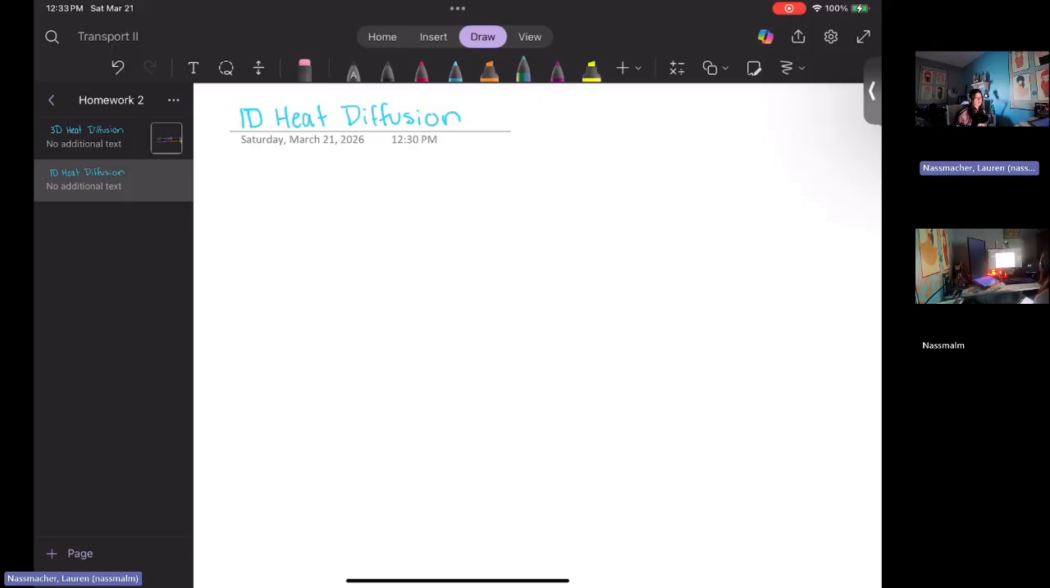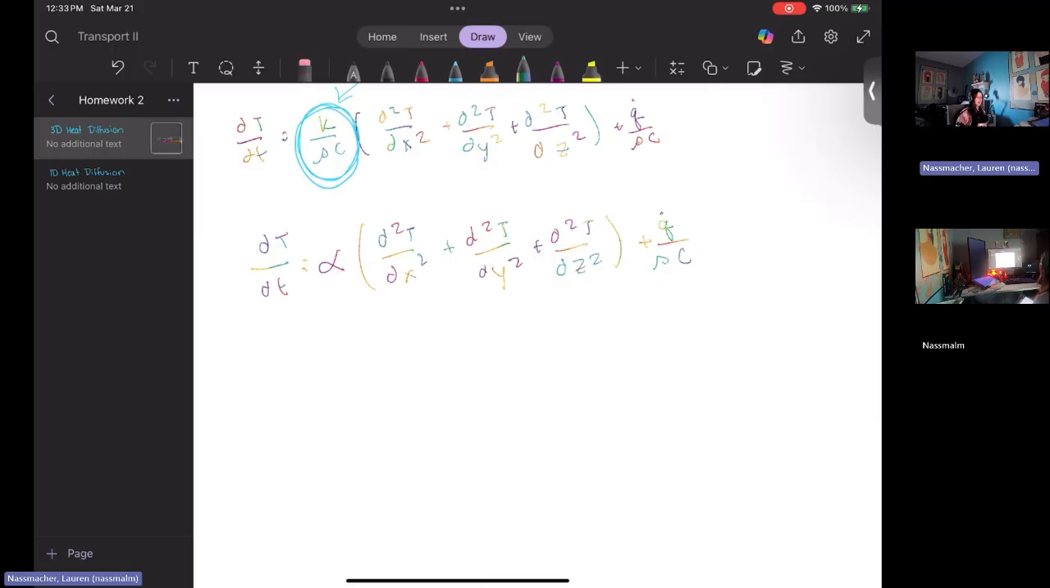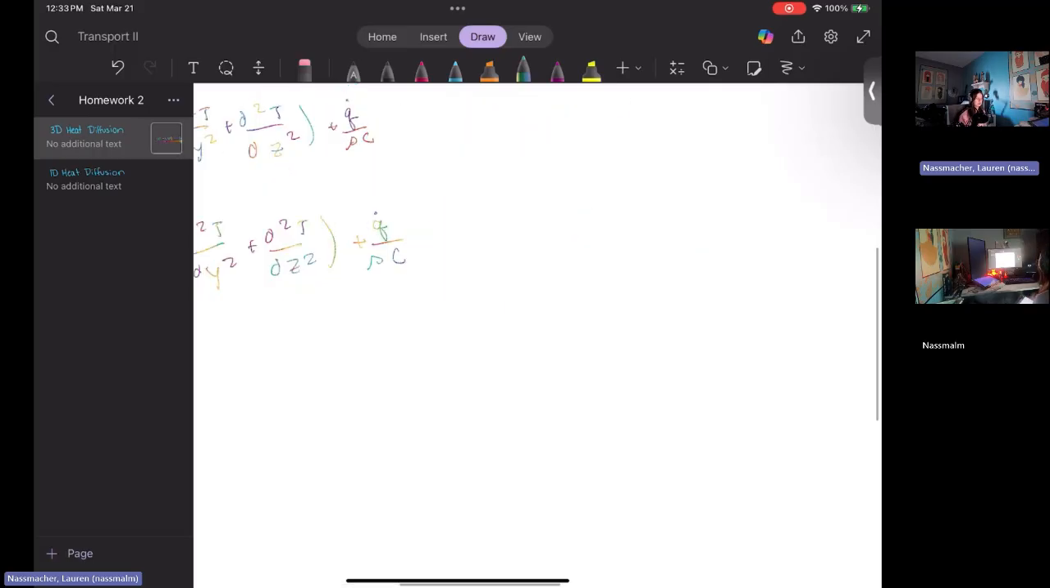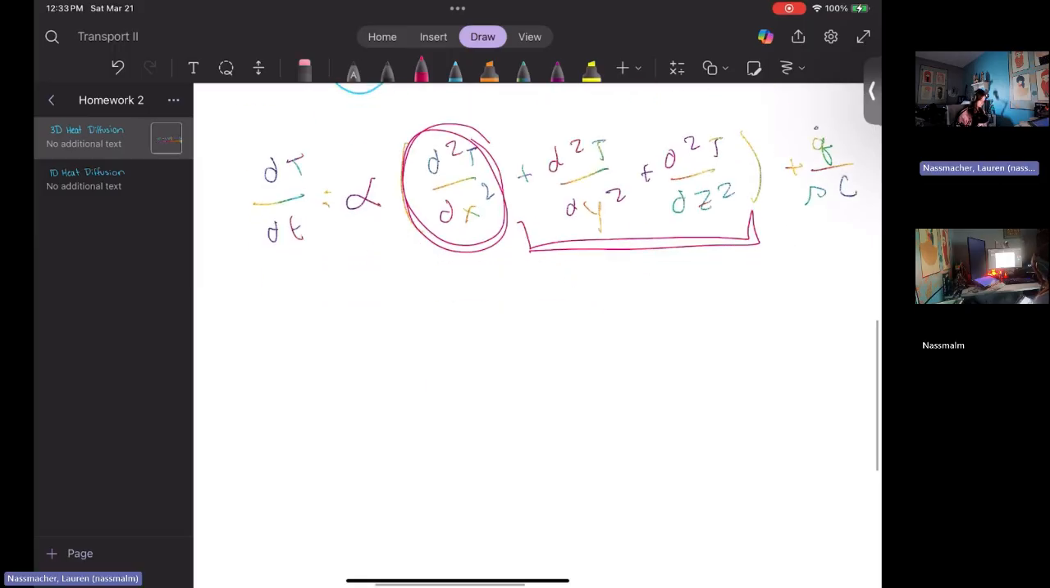Now that we've determined our 3D heat diffusion equation for heat generation using Cartesian coordinates, we can apply that to a one-dimensional heat diffusion problem. Let's take our heat diffusion equation, and since it's only in one dimension, we only need to use one dimension. For this, we'll be using our d squared T over dx squared and forget about the rest of that volume.